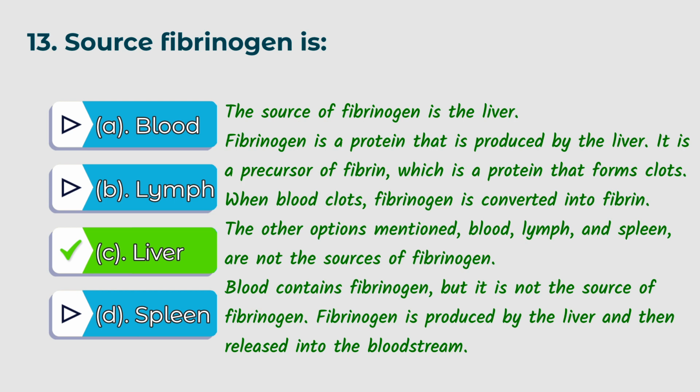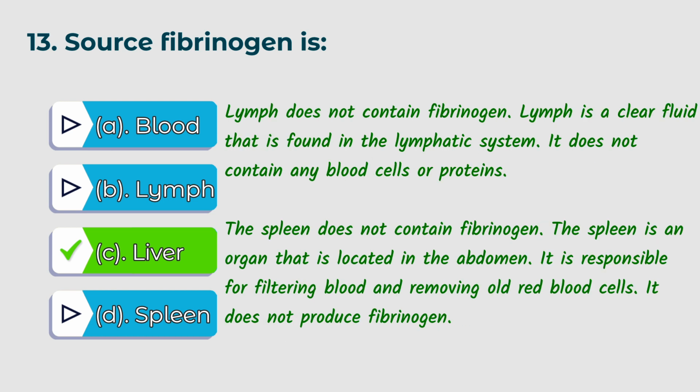The other options mentioned, blood, lymph and spleen, are not the sources of fibrinogen. Blood contains fibrinogen, but it is not the source of fibrinogen. Fibrinogen is produced by the liver and then released into the bloodstream. Lymph does not contain fibrinogen. Lymph is a clear fluid that is found in the lymphatic system. It does not contain any blood cells or proteins. The spleen does not contain fibrinogen. The spleen is an organ that is located in the abdomen. It is responsible for filtering blood and removing old red blood cells. It does not produce fibrinogen.